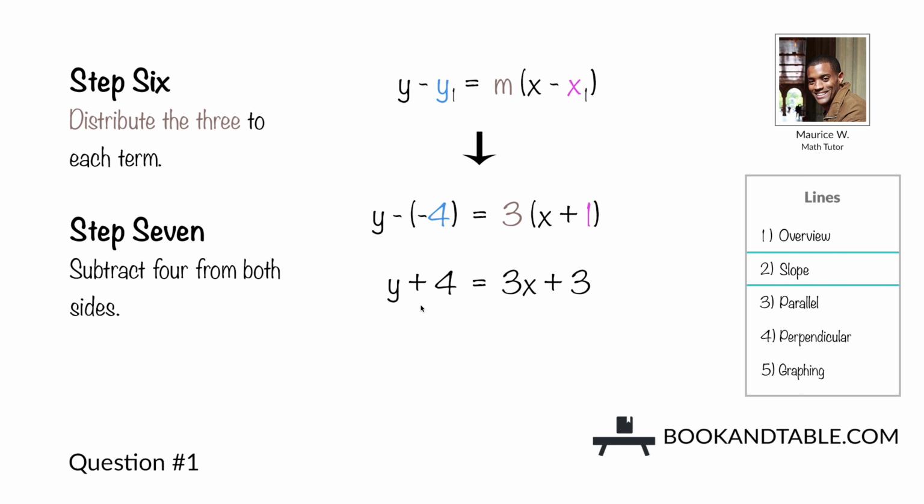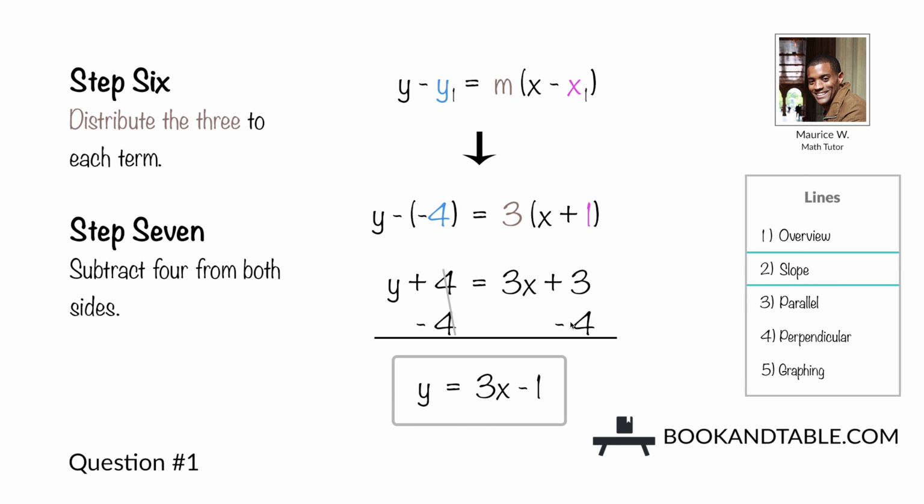And to isolate y on one side of our equation, we want to get rid of this positive 4. So we subtract 4 from both sides. 3 minus 4 is negative 1. So we wind up with the equation of y is equal to 3x minus 1. So this is if you use the first point, negative 1, negative 4.